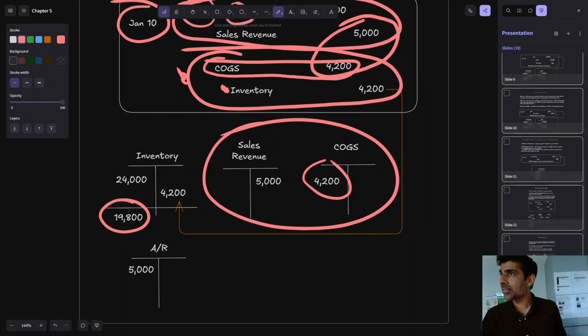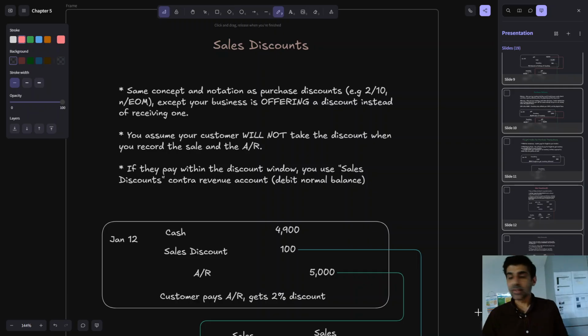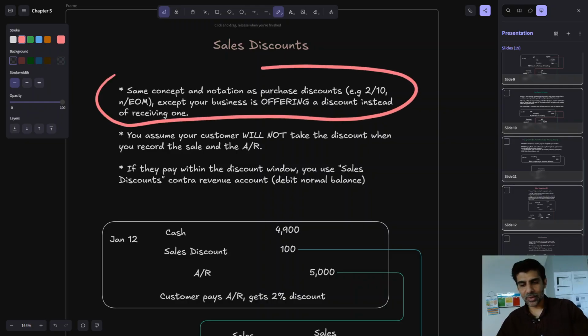Everyone clear on this? Any questions? No? Okay. Just like when you were purchasing inventory, your vendor offered you a sales discount, you can also offer your customer this. It's the same notation: 2/10 net 30 or net 45 or whatever, those same notations that we talked about. You're now offering it instead of receiving it, but the notation is the same.